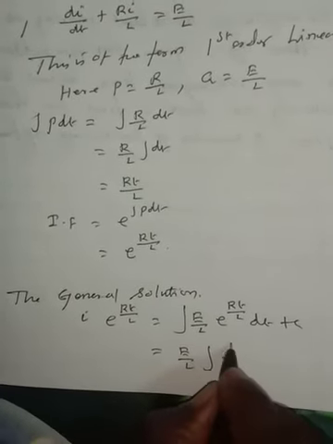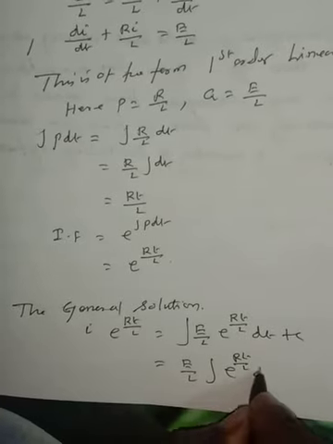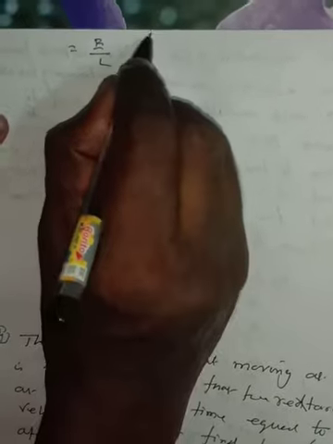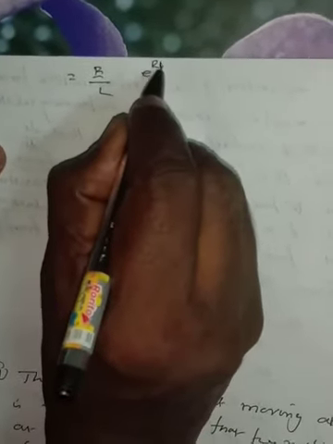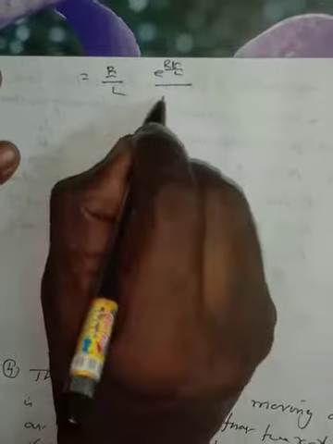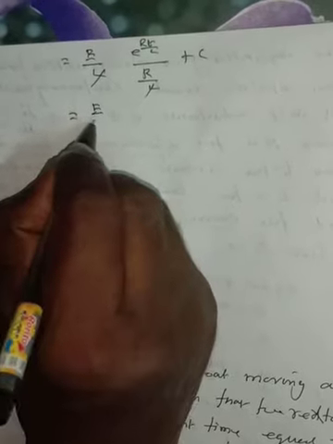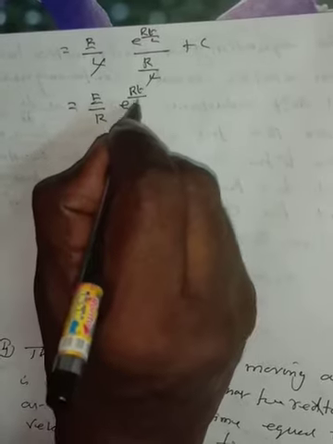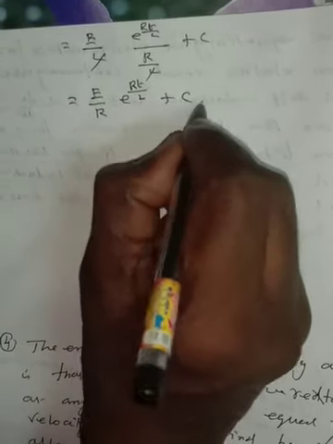Integral of e to the power of RT divided by L into dt plus C. Integrating e to the power of RT by L gives e to the power of RT divided by L, divided by R by L, plus C. The L cancels, so we have E by R, e to the power of RT divided by L, plus C.